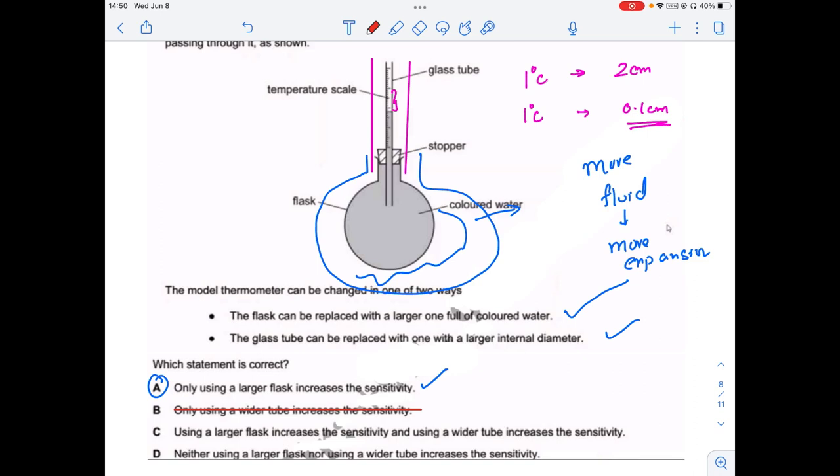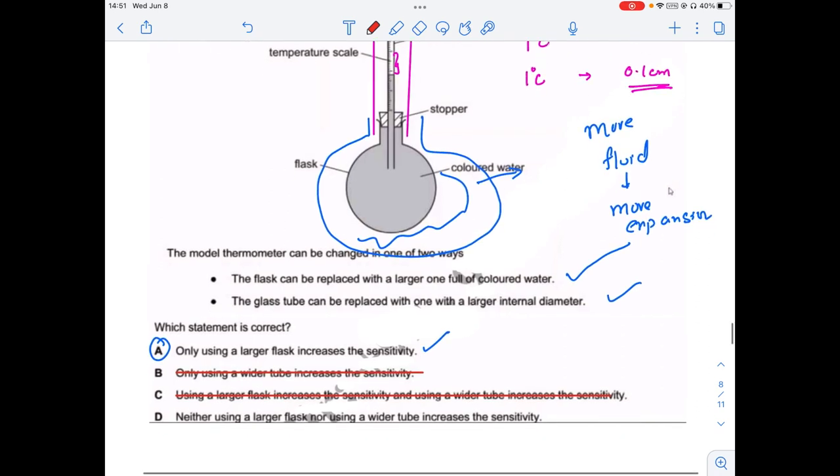Using a larger flask and using a wider tube increases sensitivity? No, because the wider tube does not increase it. Neither using a larger flask nor the wider tube increases sensitivity? No, our intention is to increase the sensitivity, so a larger flask is the better option. So option A is going to be the answer for question number 38.